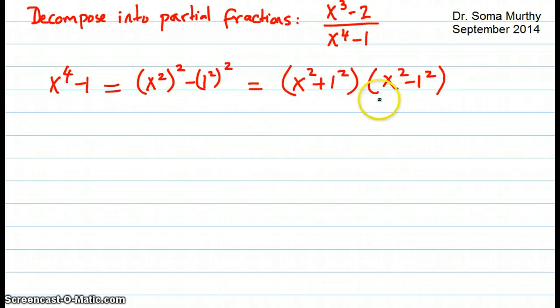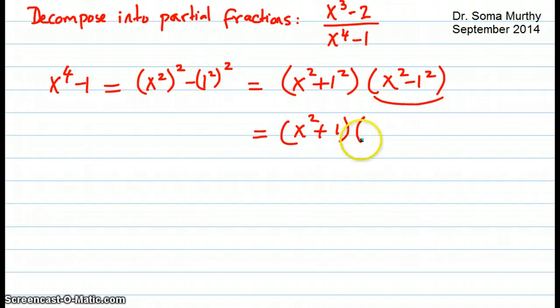And we have another difference of squares here. So this can be decomposed again, but this cannot decompose. X squared plus 1 is not a difference of squares. That's a sum of squares, so that cannot be factored. So we will keep x squared plus 1. I'm not going to write 1 squared, I'm just going to write that as 1. And this would be x plus 1 times x minus 1.